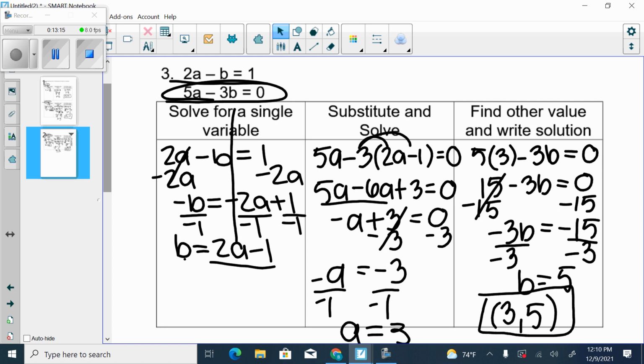Okay. So first, make sure you can get one letter by itself, and then you can substitute, and then you can find the first letter, plug it in. All right.